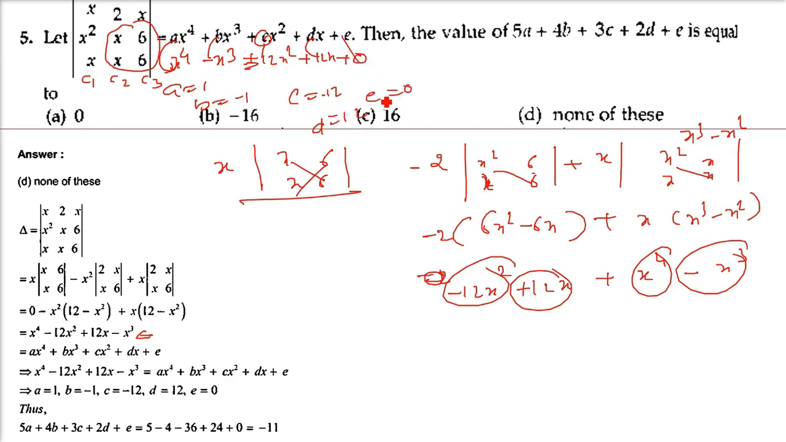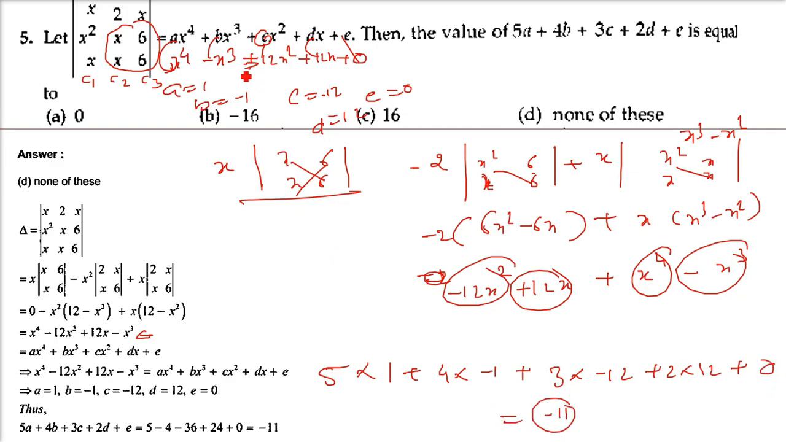Now you have all the values of a, b, c, d and e. Now 5 into a, that is 5 into 1, plus 4 into b, b is negative 1, plus 3 into c, c is negative 12, then plus 2 into d, d is positive 12, and e of course is 0. So this is going to be minus 11.